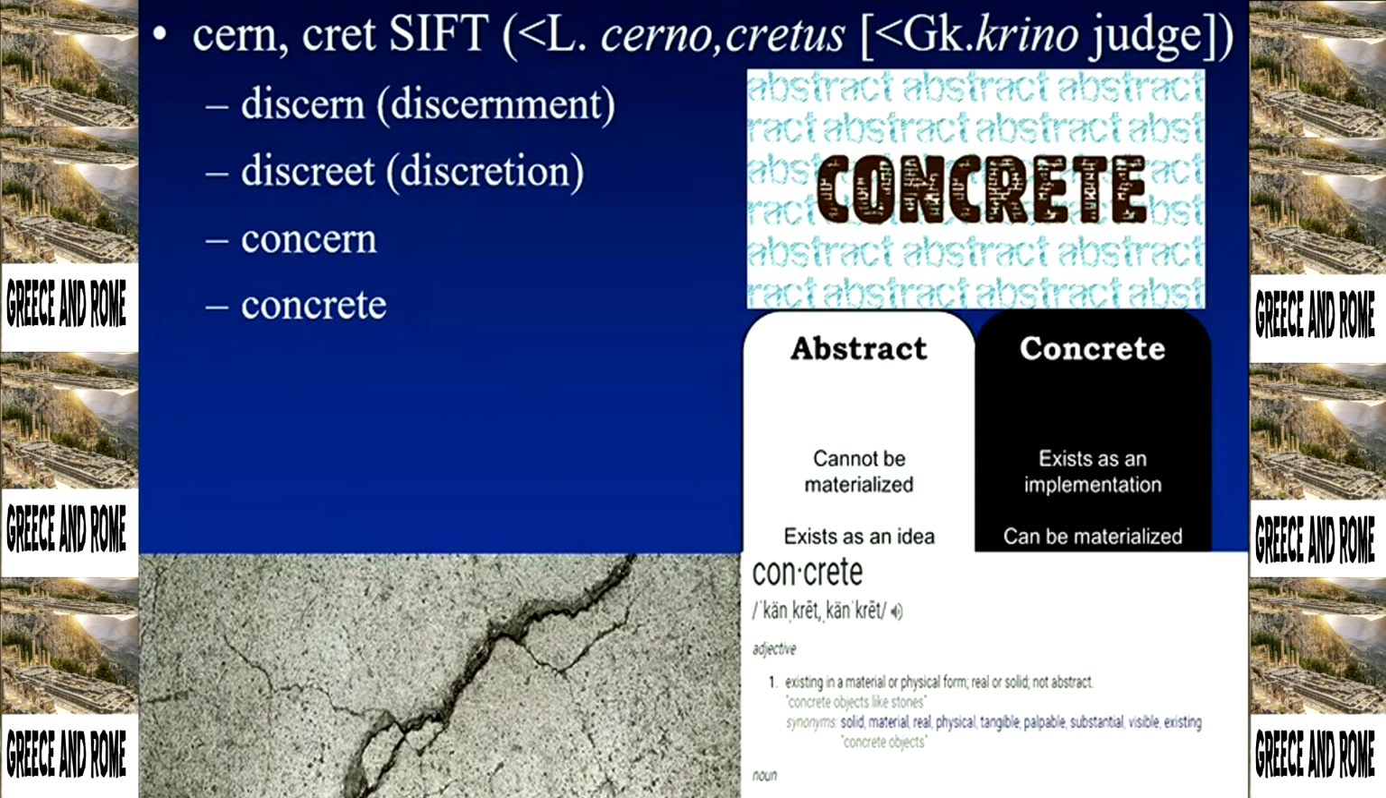And there's your concrete. Existing in a material or physical form, real or solid, not abstract. That's the first meaning they give, the adjective. And then the noun concrete, a heavy, rough building material made from a mixture of broken stone or gravel, sand, cement, and water, etc. So slabs of concrete. This is one instance, and again, this is idiomatic. No one from Mars would be able to guess that when you use the word concrete, you're talking about this one particular substance on Earth.